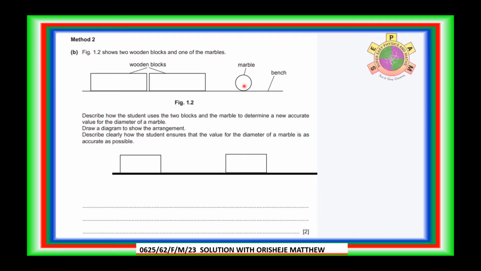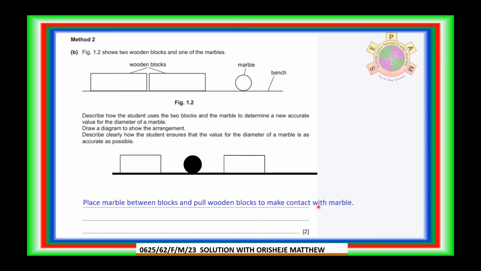So all you need to do is to pick one of the marbles and place the marble and pull the wood together to make contact with the marble. So pull the 2. So from there you can now measure the length between these 2 woods. So that reduces the uncertainty. So if you are using this one, that will be about 1.1 cm, so for this length of the marble.